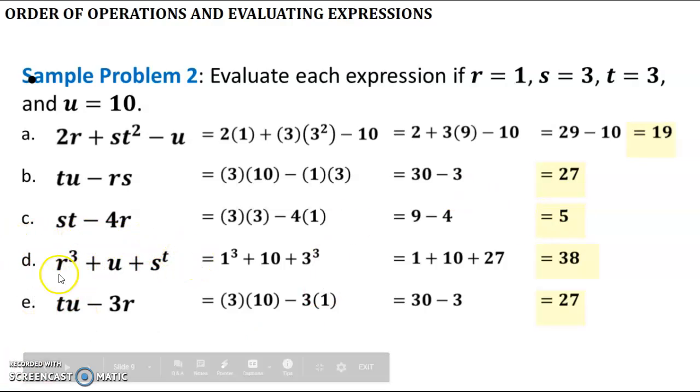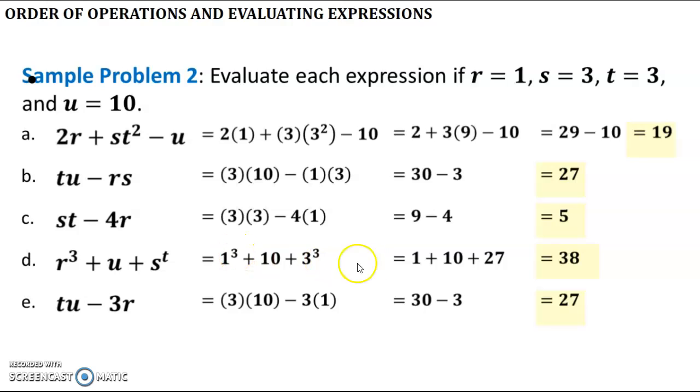Over here on D, you're going to do the exponents first, because that's what PEMDAS tells you to do, because you don't have parentheses. So r cubed, r is 1, so 1 cubed is 1. S to the t power, t is 3, and s is 3, so 3 to the third power is 27. And then you're just going to add them together because that's what it tells you to do right here. So 1 plus 10 is 11, plus 27 is 38.